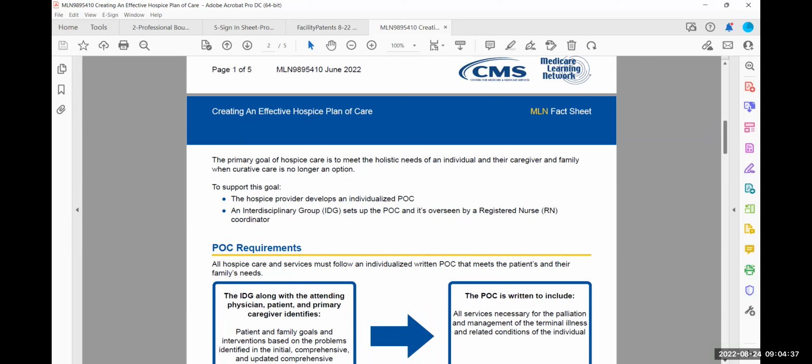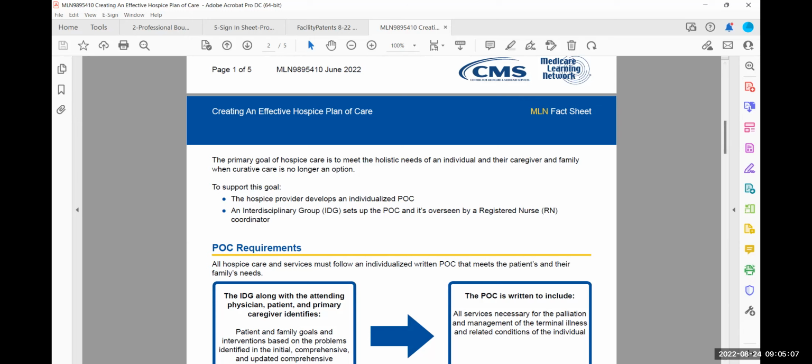The one thing that surveyors and Medicare all hate is cookie cutter plan of care. Like, every plan of care looks just like the one for the other patient. They don't like that. And it's not giving the patient and their family specifically what they need. So to support this goal, the provider develops an individualized plan of care, and the IDG sets it up. And the RN, when they say RN coordinator, they mean RN case manager. That's who oversees it, okay?